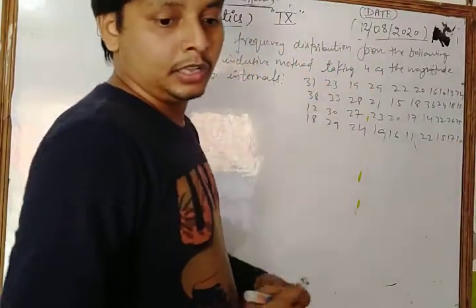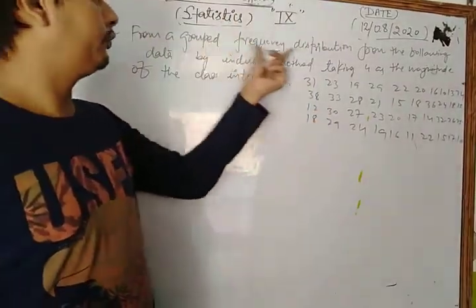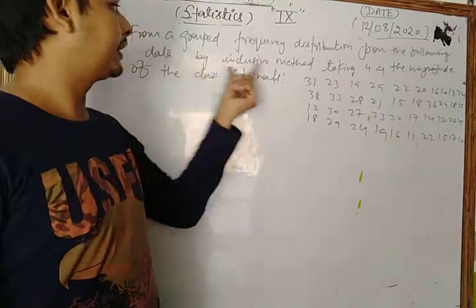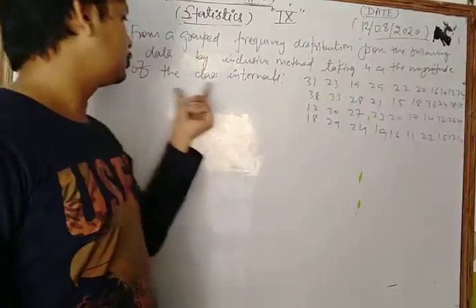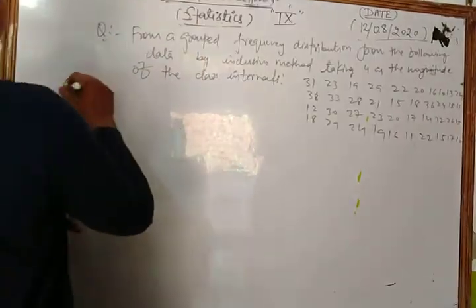Okay, dear students, this is the given data, and we form a grouped frequency distribution from the following data by the inclusive method, taking 4 as the magnitude of the class interval. Now dear students, let's see its solution.